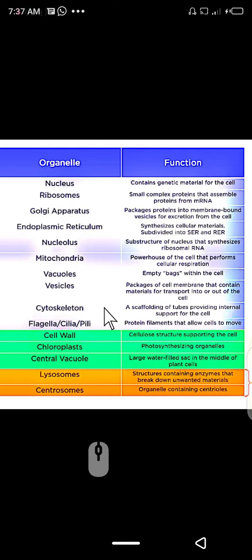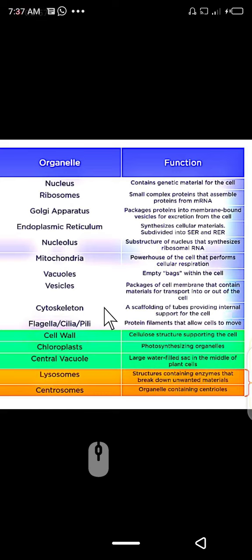So the structures of the nucleolus that synthesize ribosomes, which is ribonucleic acid here. In this case, we have RNA. This RNA is single strand, and it's a structure of the nucleus that synthesizes ribosomes.